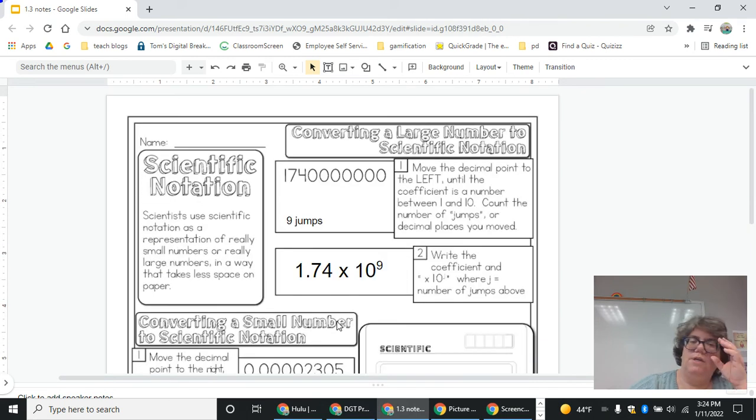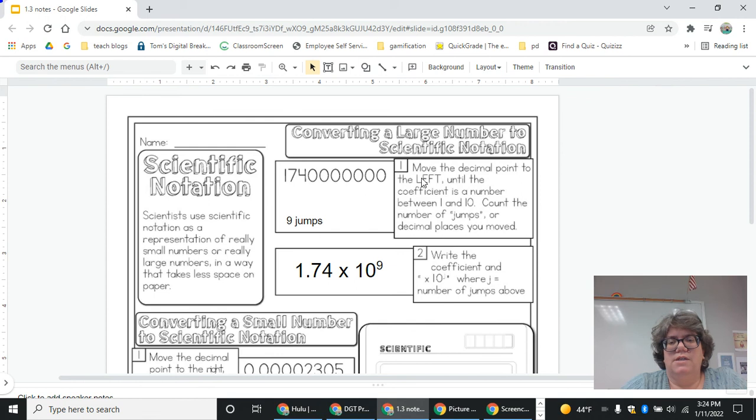Moving on, scientific notation. Basically, in scientific notation, we take really, really big numbers and really, really little numbers and make them workable. Right? So make them usable, so our calculations are quite a bit easier. Okay. So first thing, converting large numbers into scientific notation.